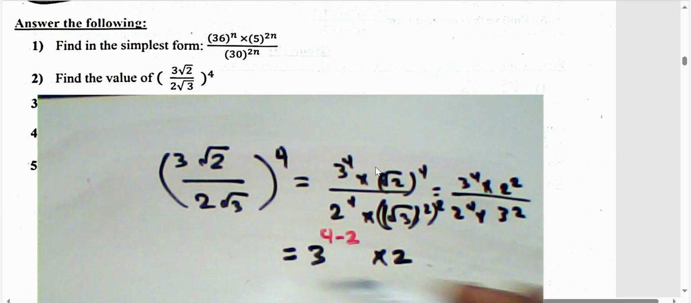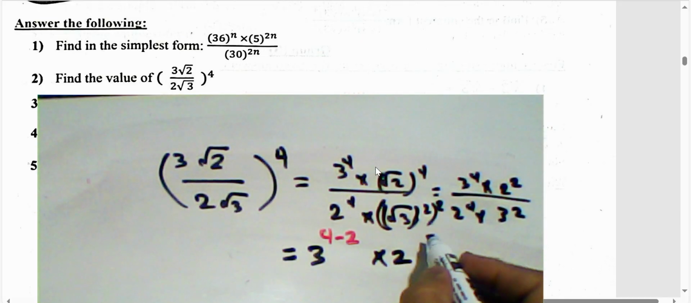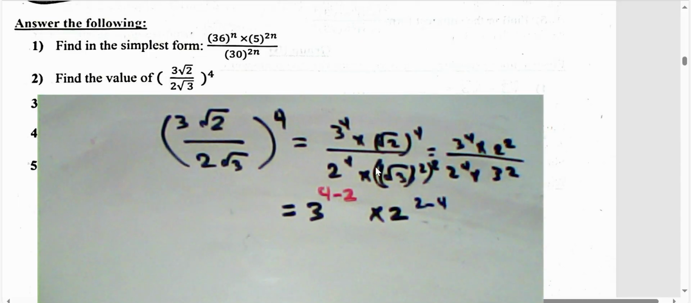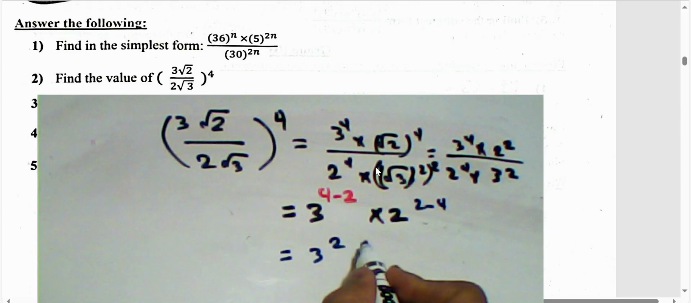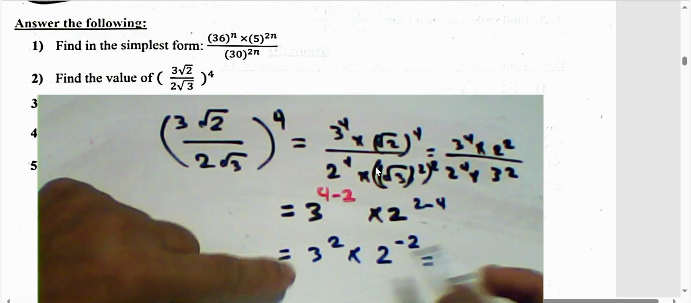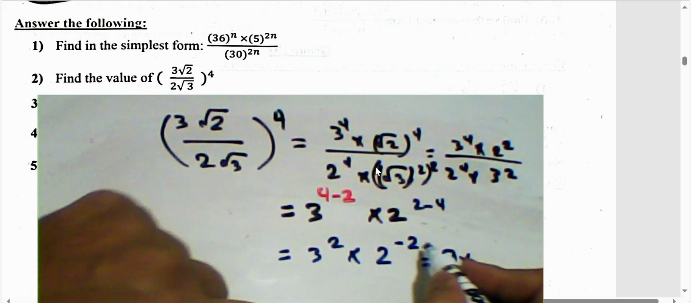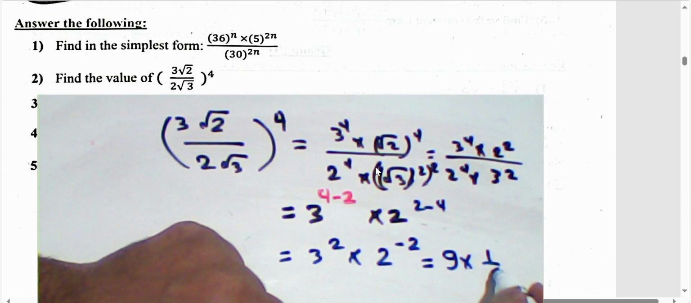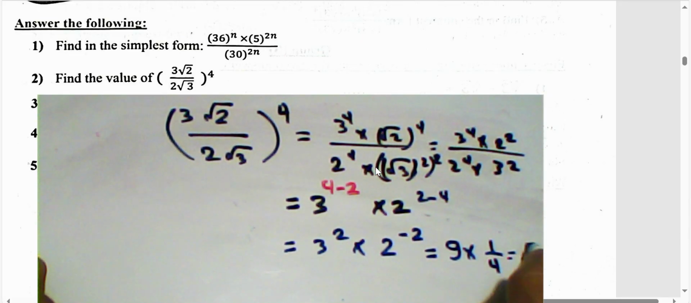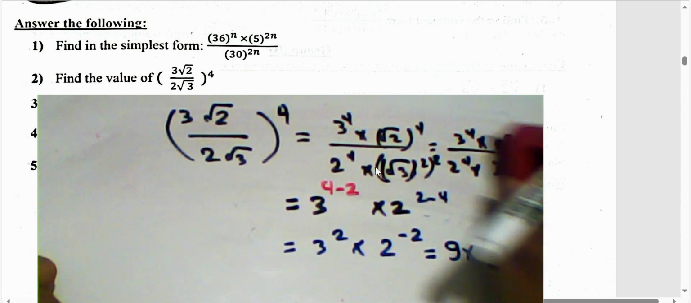You can write here 2 minus 4, because we have 4 in the numerator. Then you can write 3 power 2 product by 2 power 2 minus 4 equal negative 2. Then 3 power 2 equal 9. 2 power negative 2 equal 1 over 2 power 2, it will be 4. The result will be 1 over 4 times 9. The result will be 9 over 4. Then the answer here is 9 over 4. Okay, same with example. Next question.